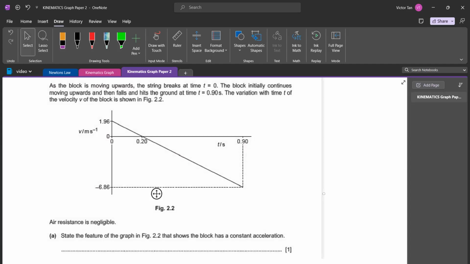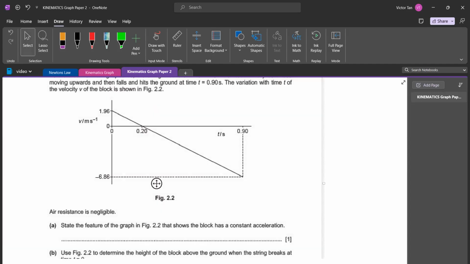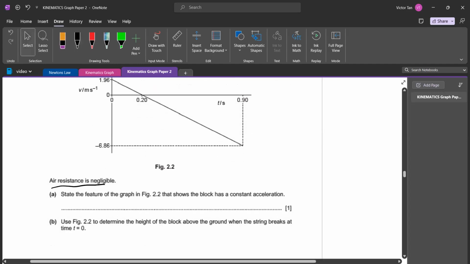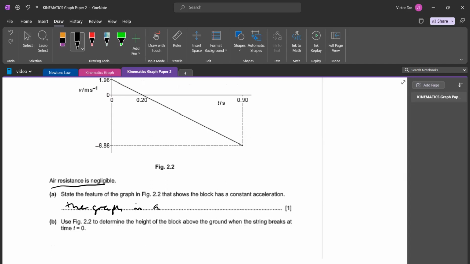So upwards as a max positive displacement. Air resistance is negligible. State the feature of the graph in figure 2 that shows the block has a constant acceleration. The graph is a straight line. Straight line means constant gradient. Constant gradient means constant acceleration.